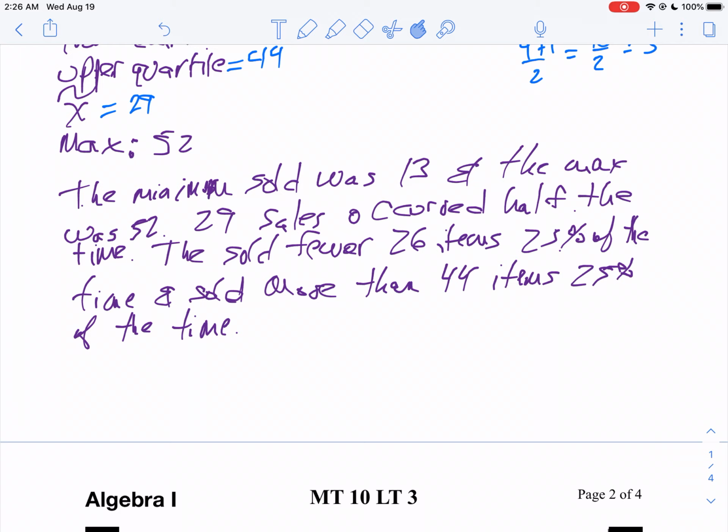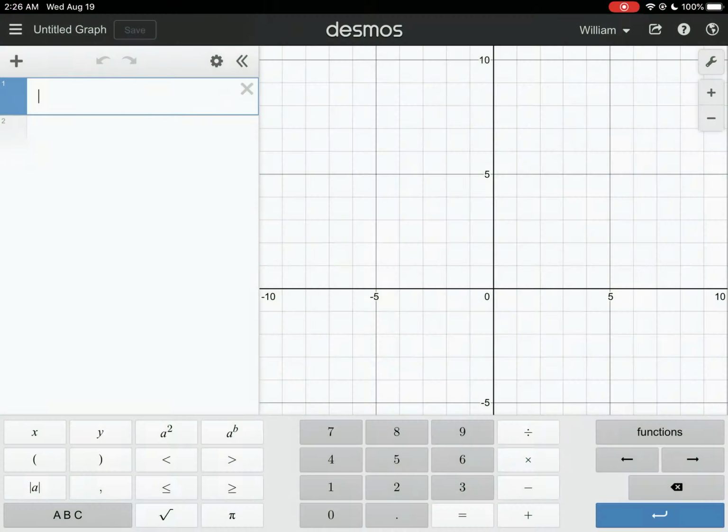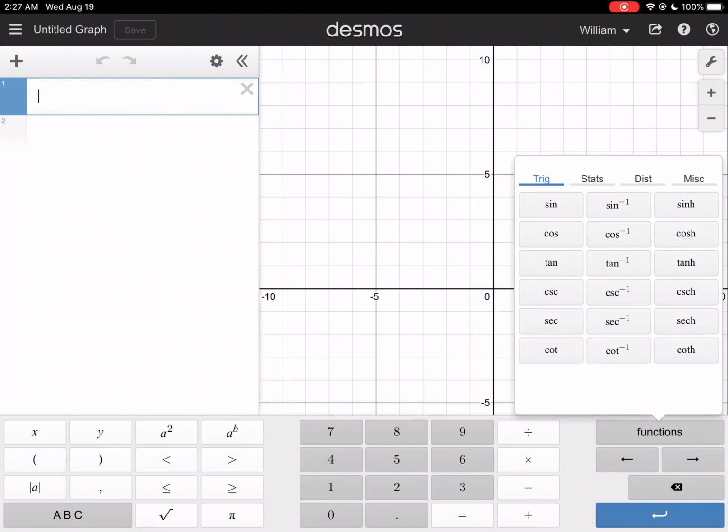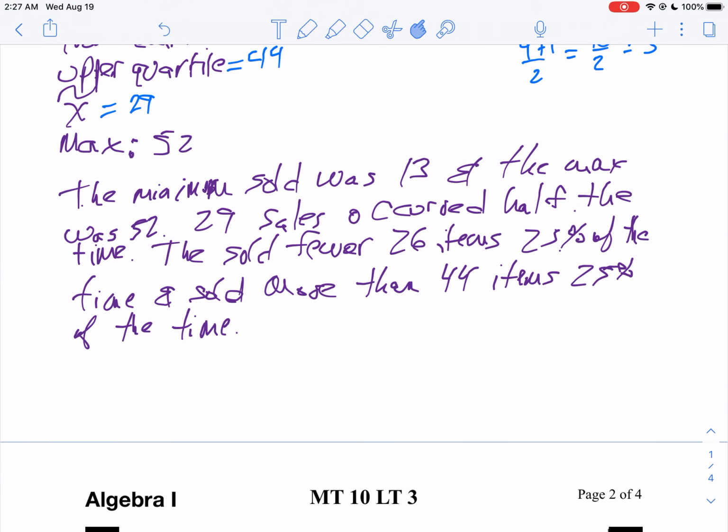And then, like I said, you can put these numbers into Desmos. I'll show you where it's at here, under functions, and then under stats. If you put your numbers into a list, notice you can find the median, the minimum, the maximum, the quartile. You're going to have to do the 25% and 75% quartile if you want to do that. But like I said, I want you to calculate this one by hand, at least for now.